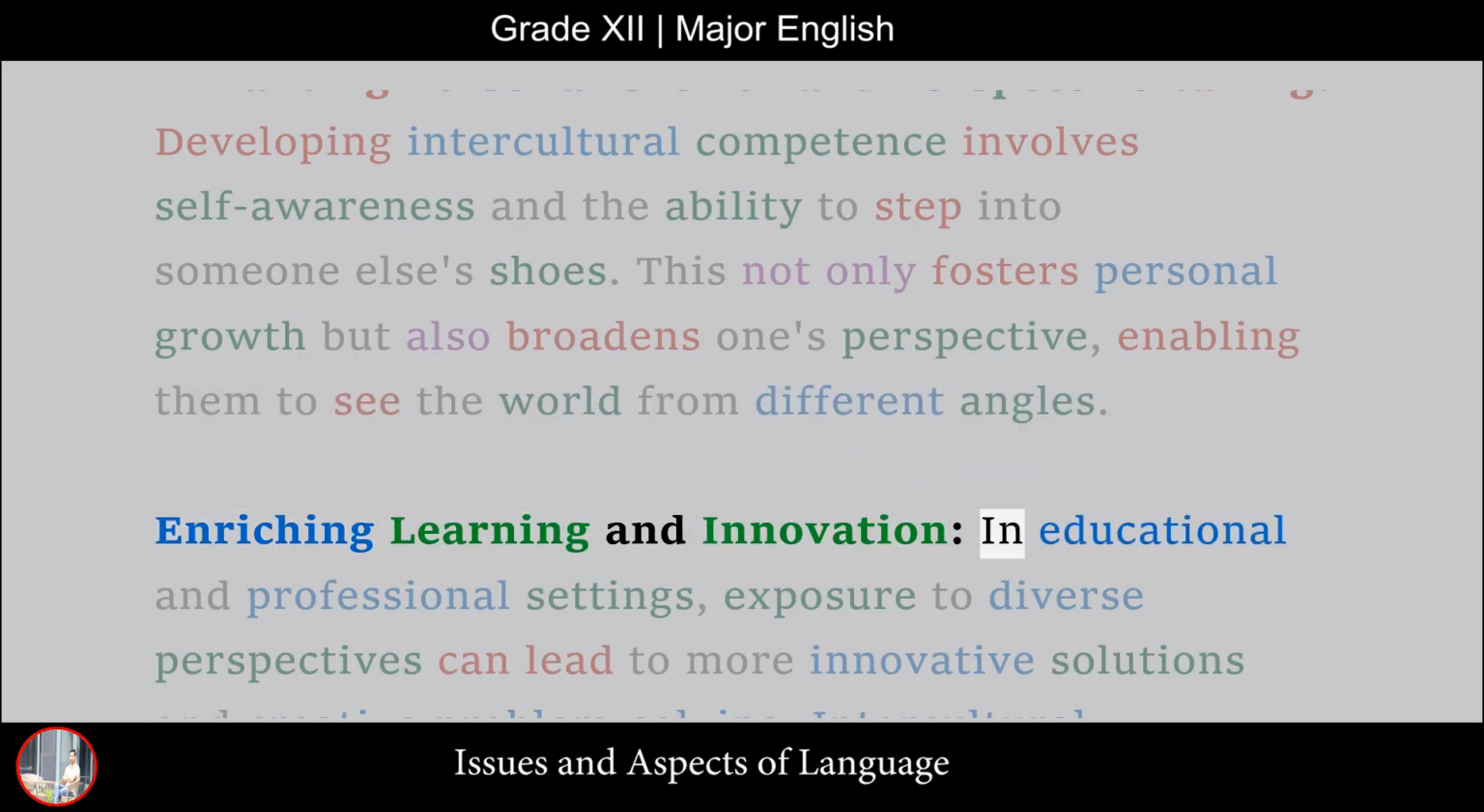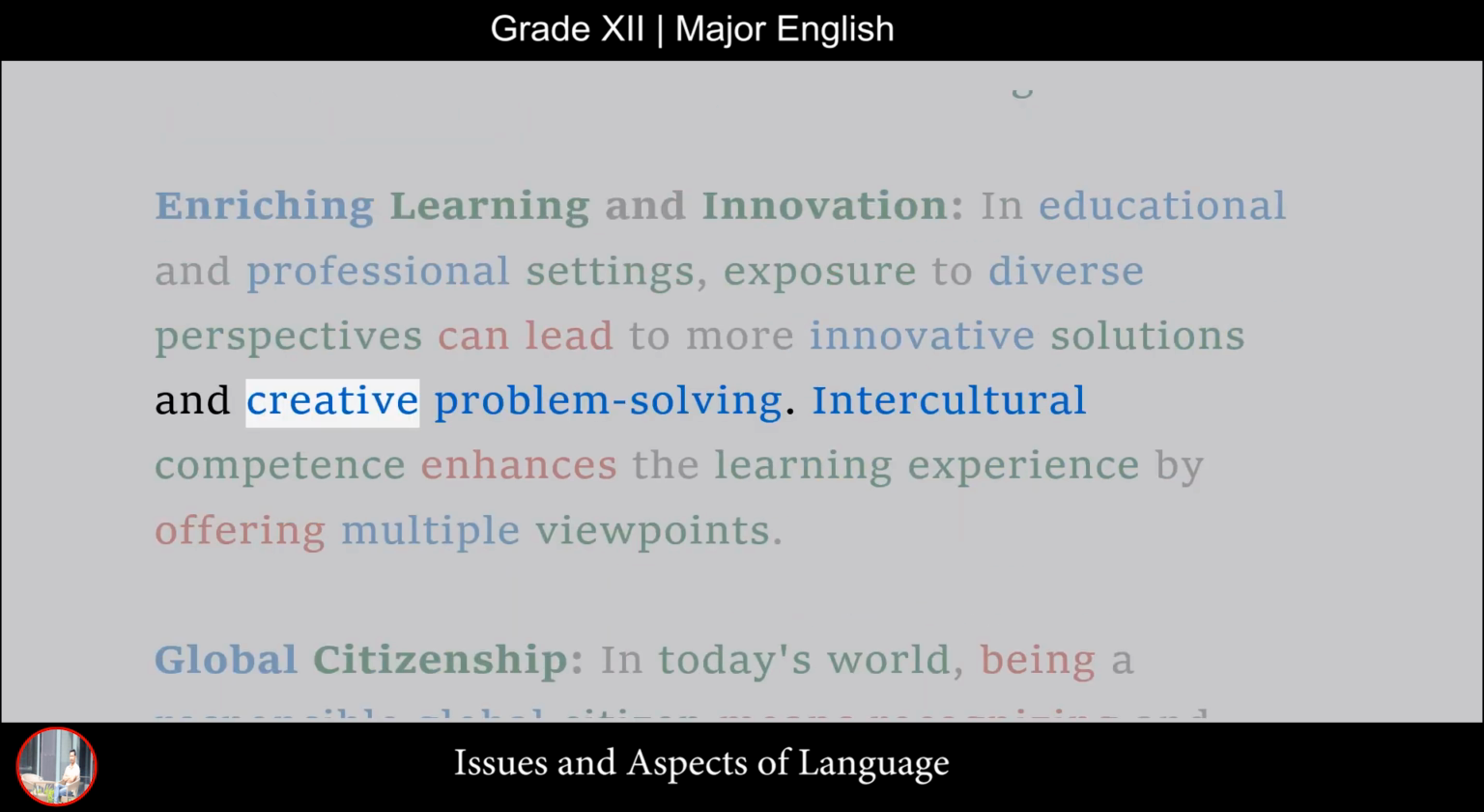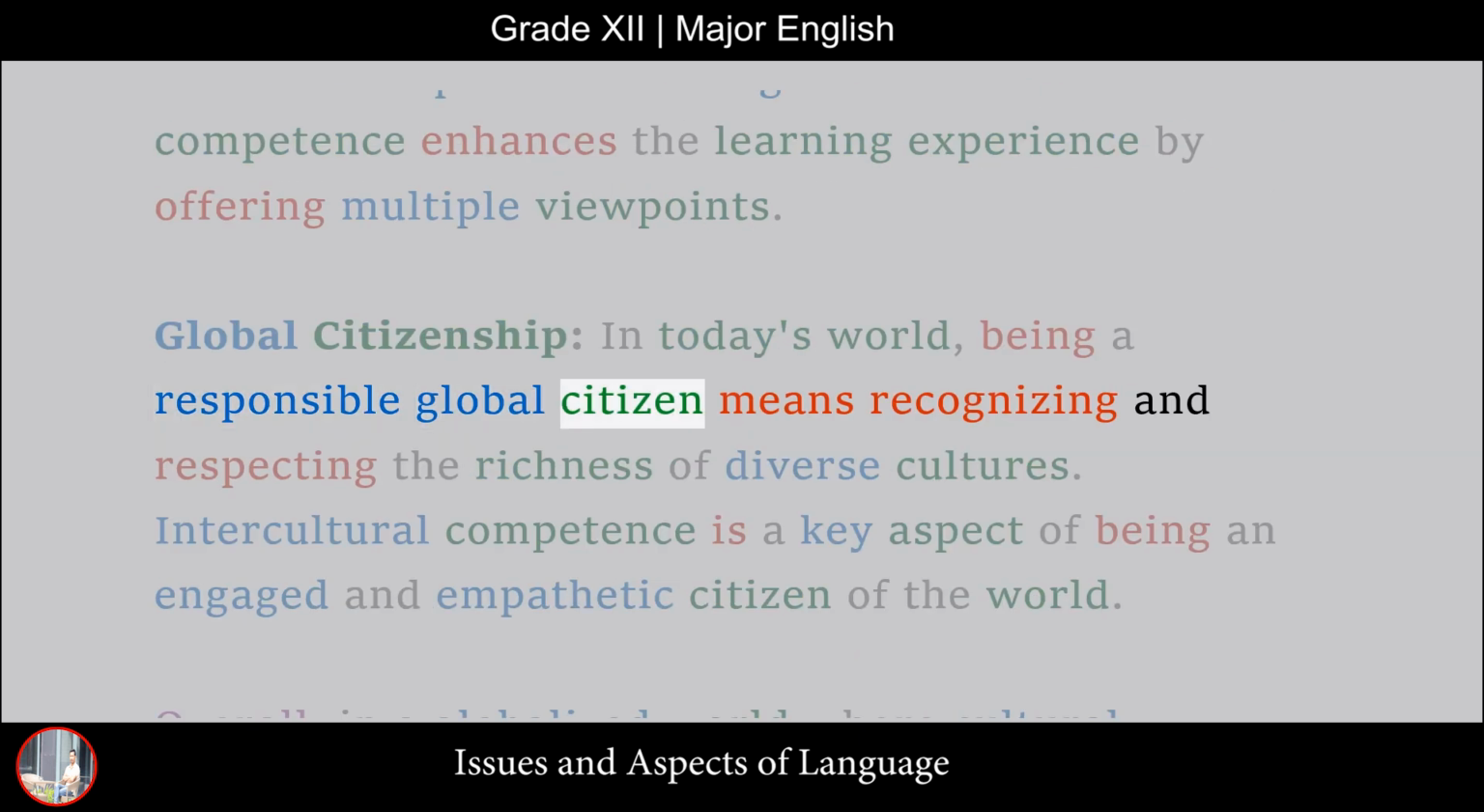Enriching learning and innovation. In educational and professional settings, exposure to diverse perspectives can lead to more innovative solutions and creative problem-solving. Intercultural competence enhances the learning experience by offering multiple viewpoints. Global citizenship. In today's world, being a responsible global citizen means recognizing and respecting the richness of diverse cultures. Intercultural competence is a key aspect of being an engaged and empathetic citizen of the world.